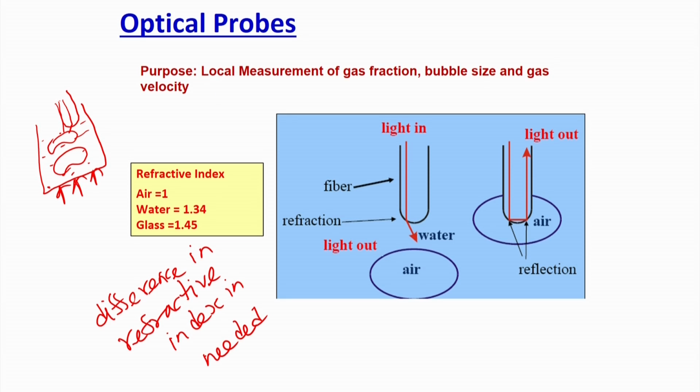Now, the good part of this technique is that you can measure the gas fraction, you can measure the bubble size, and you can also measure the gas velocity. All three you can measure. That gives the boost, or you can say the major advantage of this technique, that in one measurement you can have all these three: the gas fraction, the bubble size, and the gas velocity. That is the major advantage of this technique.